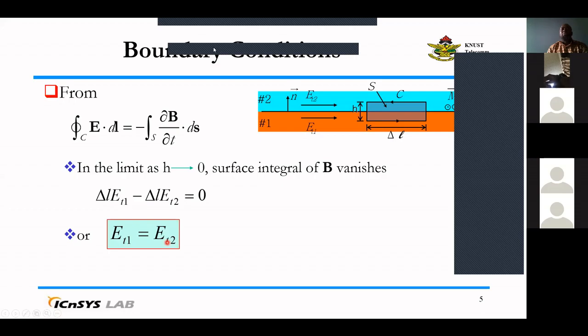So in summary, the tangential component of the electric field intensity at the interface between the two media is continuous, because ET1 equals ET2.